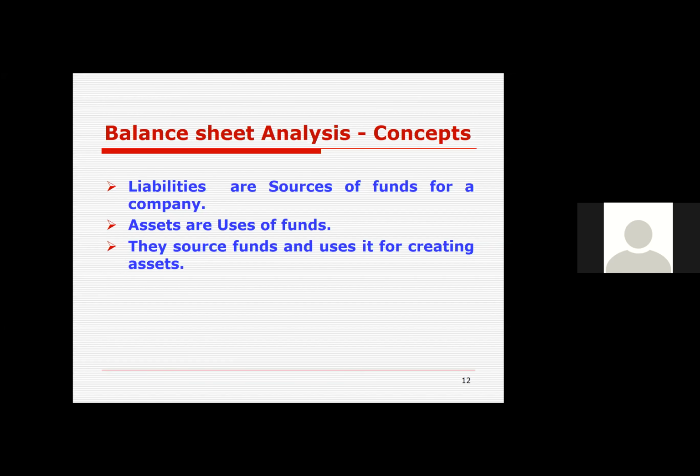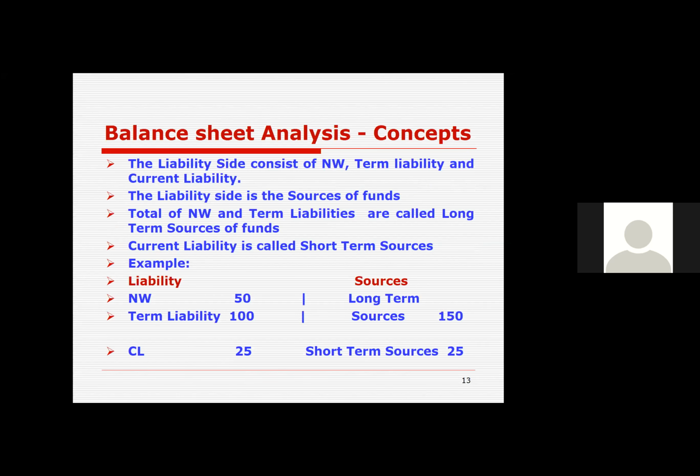The total of the liability side of the balance sheet is called the total sources of funds for a firm or for a company. The assets are the users of funds. Okay, the total sources should tally with the total assets. That means the liability side should tally with the asset side of the balance sheet, which we have seen. Okay, sir. Quickly we'll go through.